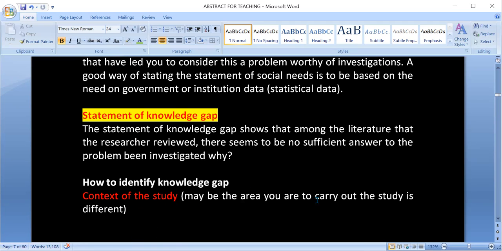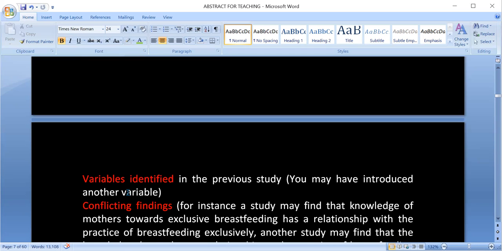Like I said, maybe the area you are to carry out the study is different, so that makes the gap. You can also identify the gap from variables identified in the previous study. Maybe the person studied knowledge and attitude. You yourself can add knowledge, attitude, and perception. That is a gap because as at that moment, no one has knowledge of what their perception is. They may have had knowledge of what their attitude is all about, but no perception. So by adding perception, you are trying to close the gap. And that person might come and do the same work, but with a different research design. Then you decide to use cohort studies and all of that.